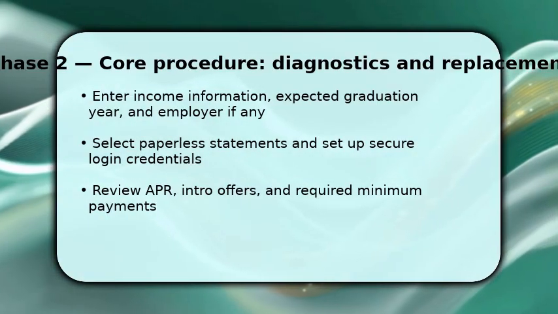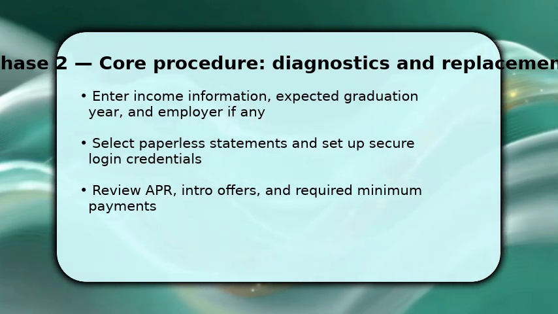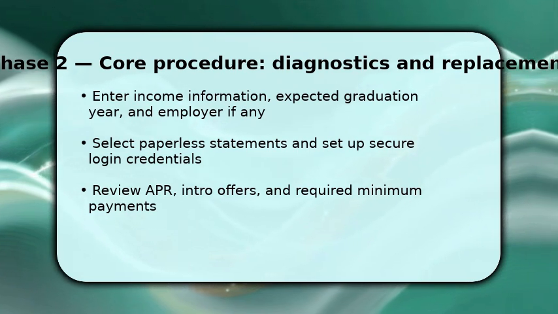Next, you fill in financial details: income, expected graduation year, and any employer info. Be honest about part-time work or parental support.